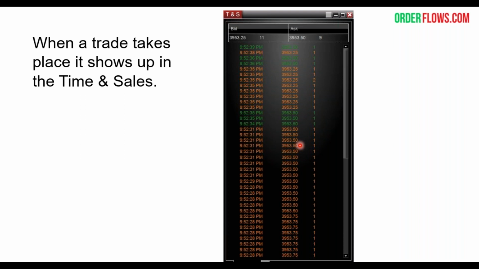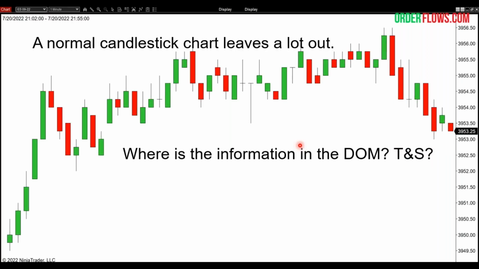People say, what difference? Why do I need to know that? I'm looking at my candlestick chart, and all I can see is where price is trading. That's all I need to see. Okay, that's basic though, right?